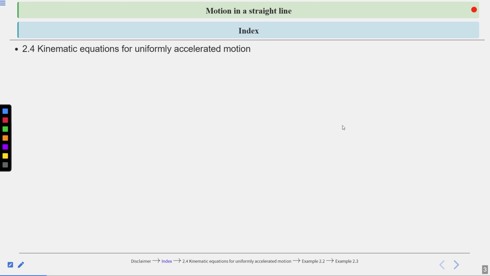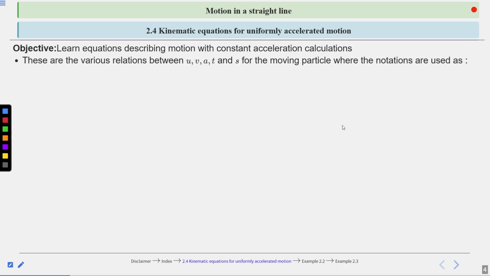So in today's class, we will first cover 2.4, kinematic equations for uniformly accelerated motion. After that, we will learn examples 2.2 to 2.3. Kinematic equations for uniformly accelerated motion. Objective: learn equations describing motion with constant acceleration and their calculations.